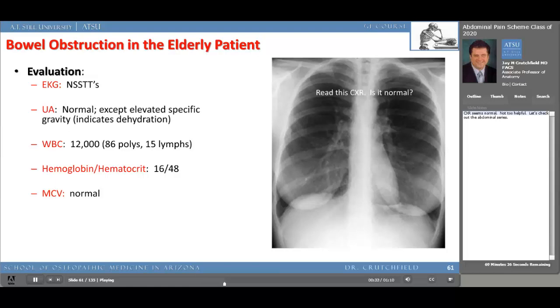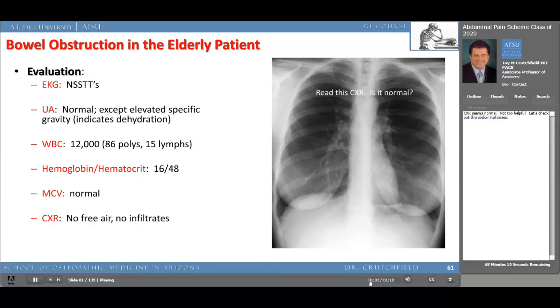Here is the flat plate of her abdomen, and this shows a sigmoid volvulus. We'll talk more later about the radiographic findings that allow us to make the diagnosis of a sigmoid volvulus or a cecal volvulus or other types. So what is this? Our patient is distended and dehydrated, and she's been vomiting because of an obstruction of a sigmoid volvulus.